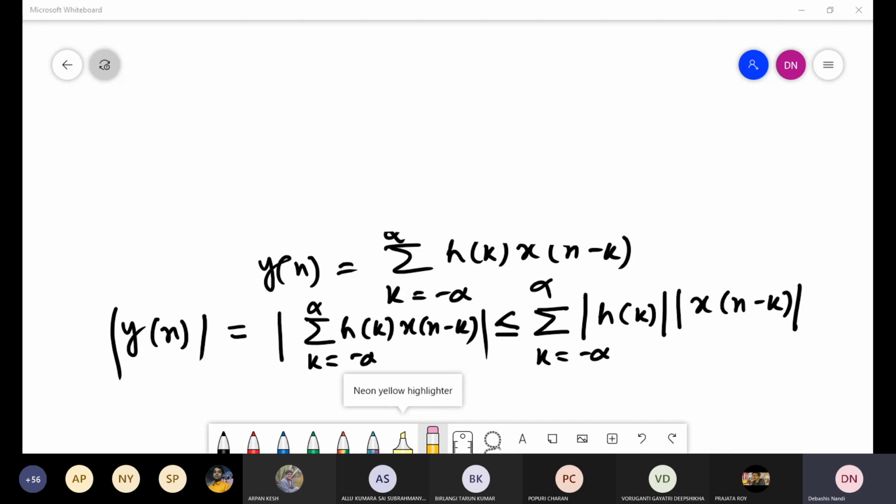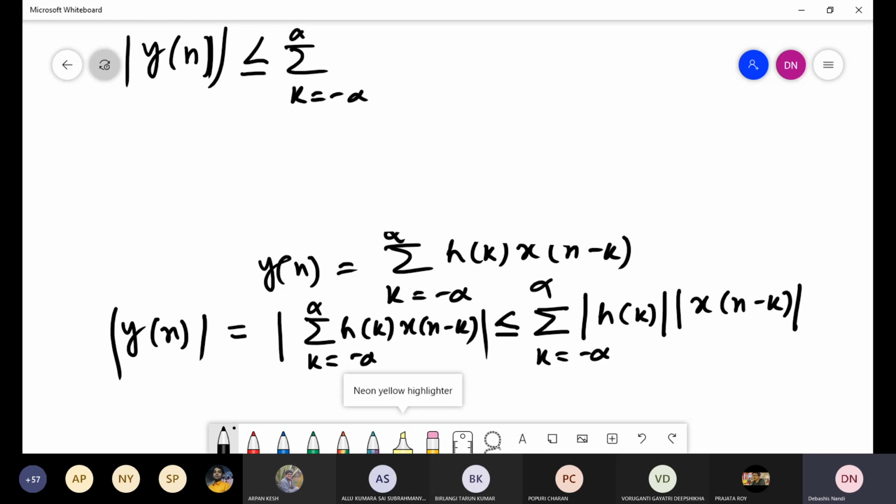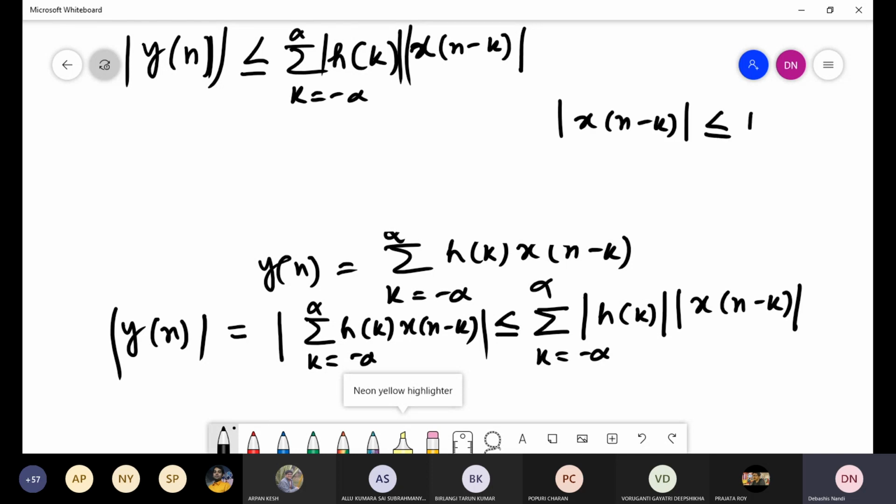Now, so what I can write is that mod y of n is less than or equal to summation k equal to minus infinity to plus infinity h of k mod x of n minus k. Now you see, mod x of n minus k, for any value of k, is always less than or equal to Mx.